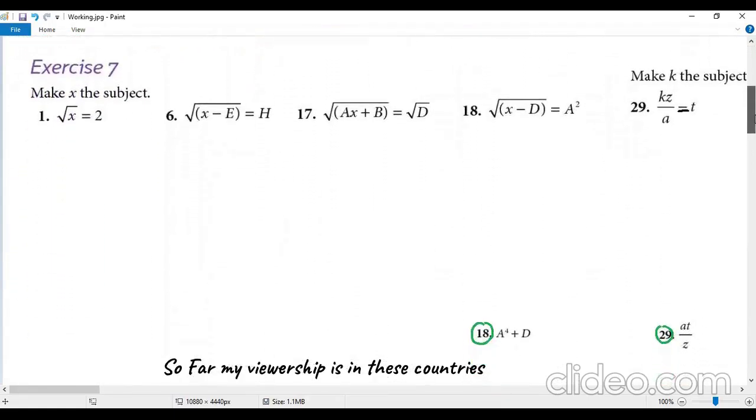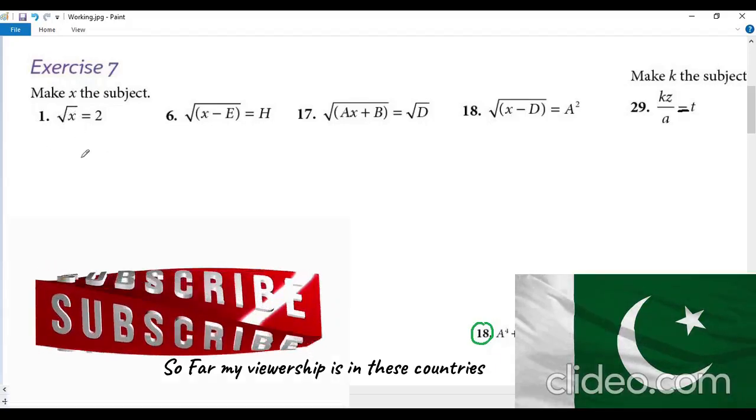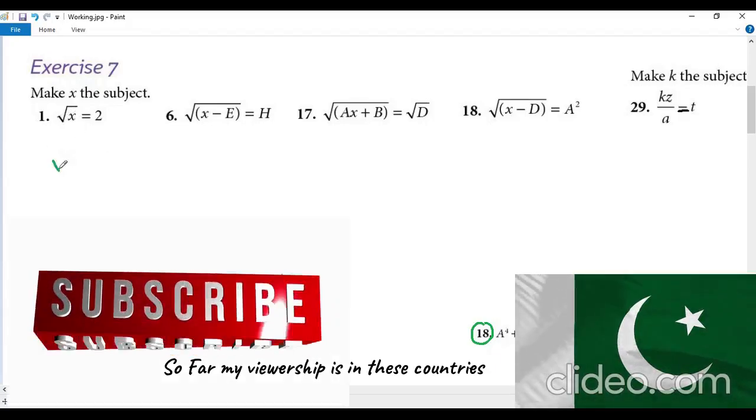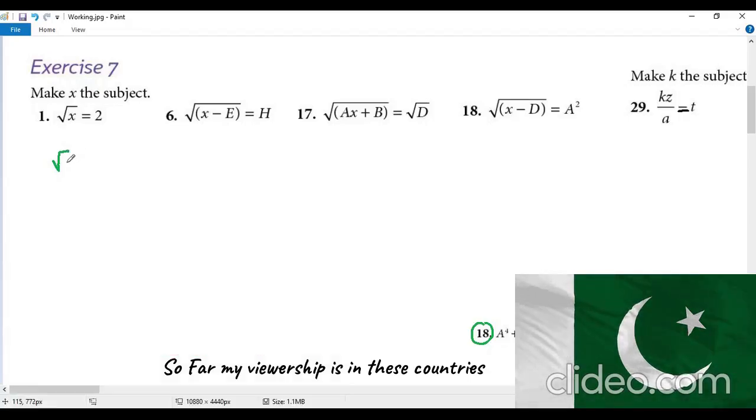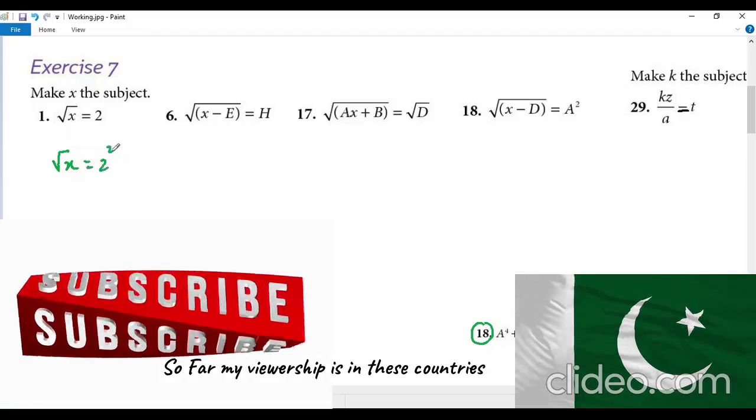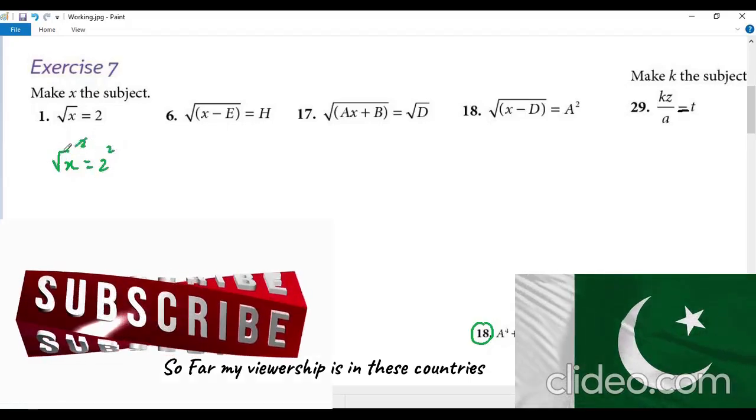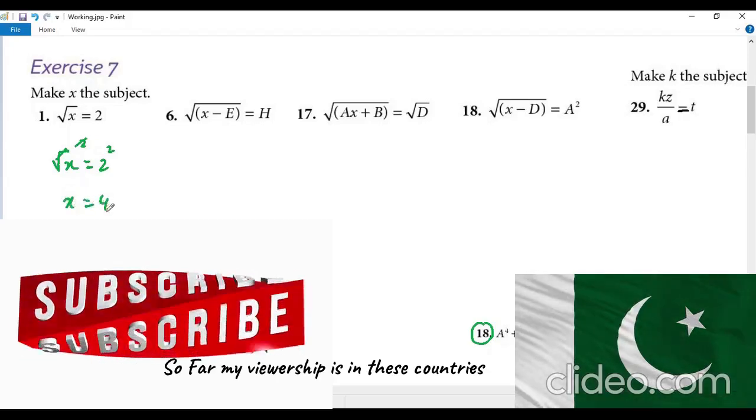The difference between this exercise and the previous ones is that in this exercise, square and square root operations are going to be discussed. If you get a question like this, you need to remove this radical sign. So the opposite of root is always square. So we are going to square both the sides, and this square is going to cancel the root. So x is equals to 4.